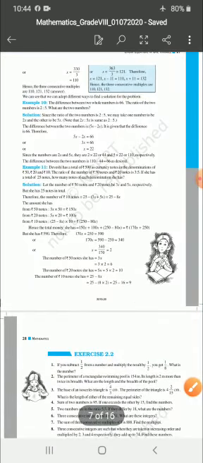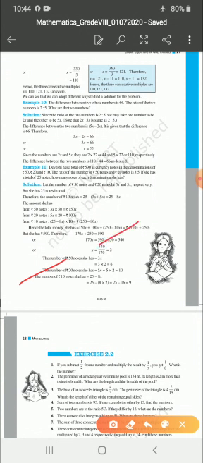The difference between two whole numbers is 66. The ratio of the two numbers is 2:5. Okay, the difference between the two numbers is 66. It seems we don't know what the two numbers are. Let this one be the first number and this one be the second number, and the difference, I kept minus as it is a difference. Difference is equal to 66.